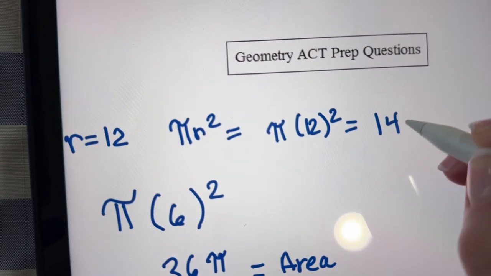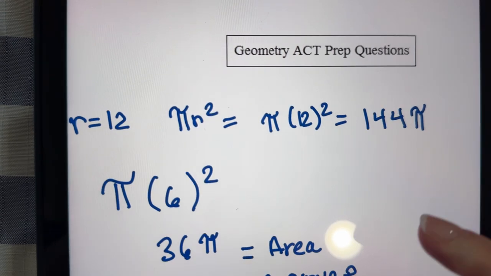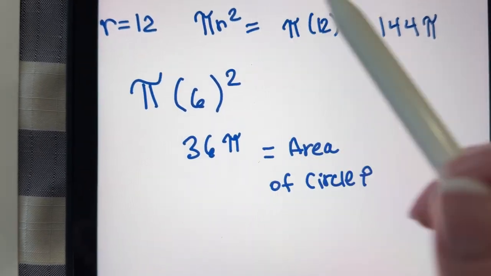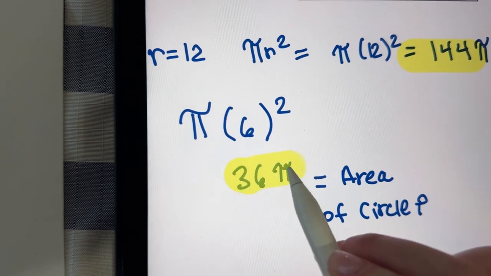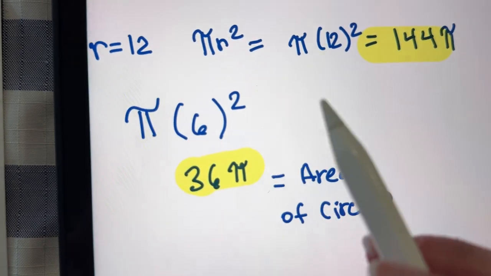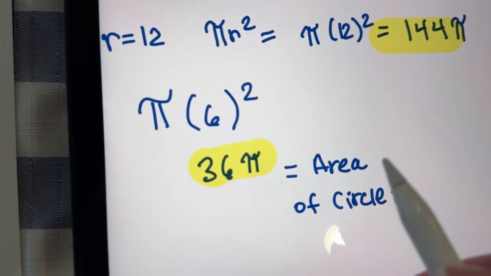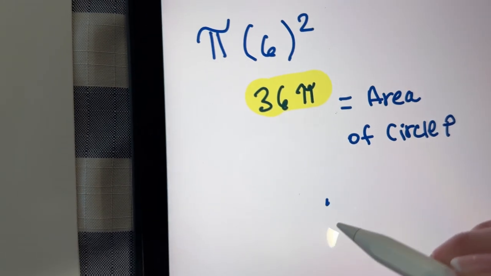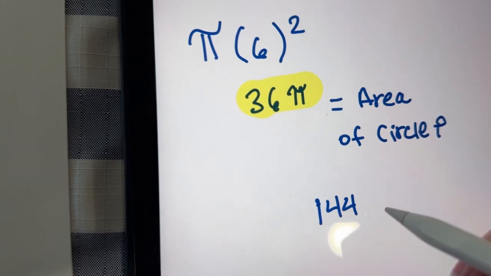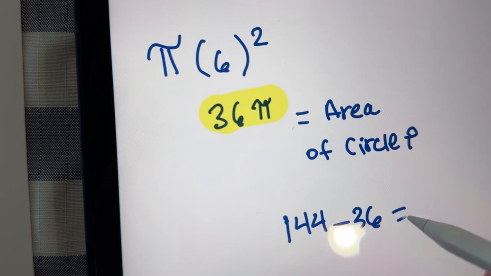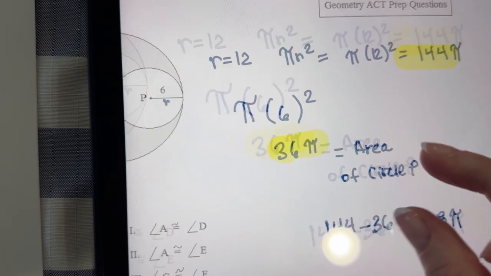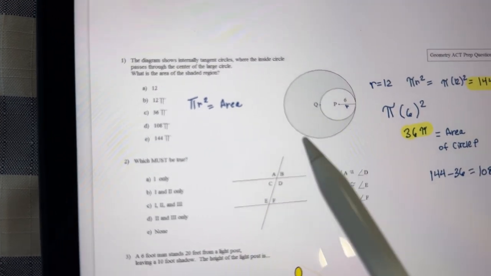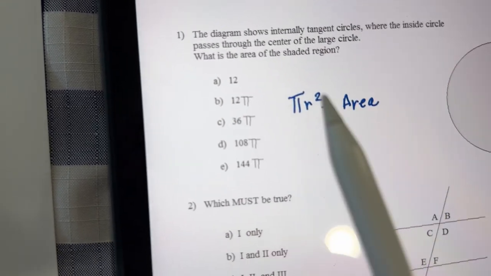We have 144 pi. Now to find the area, we're going to have to subtract the area of the smaller circle from the larger circle. And 144 minus 36 is equal to 108 pi. That is the area of this entire region. Therefore, the answer is D.